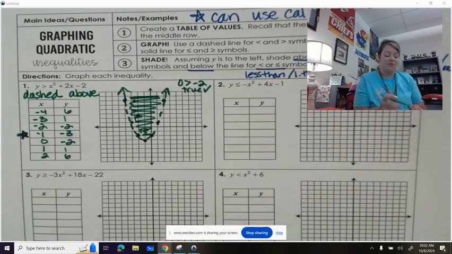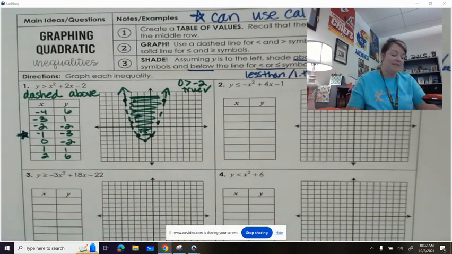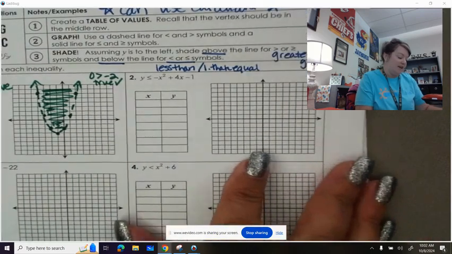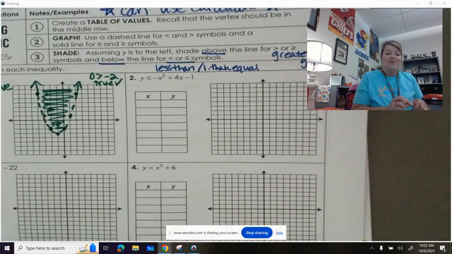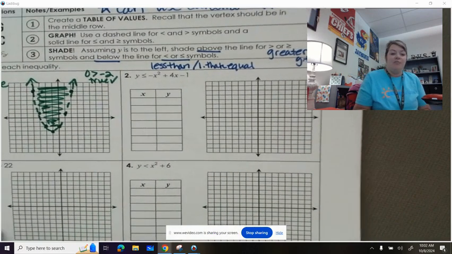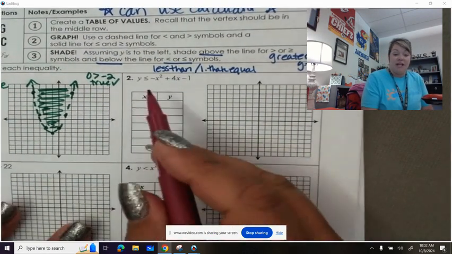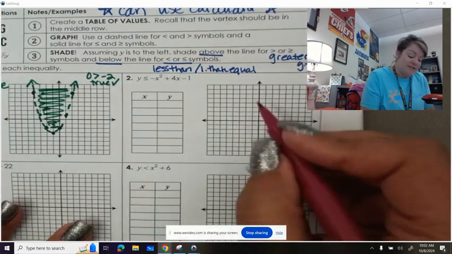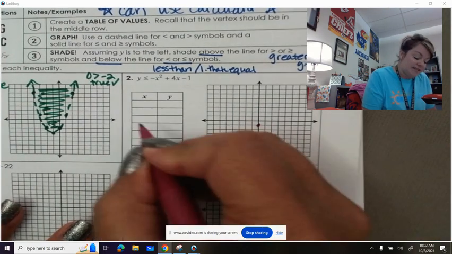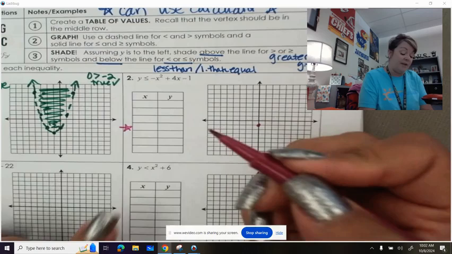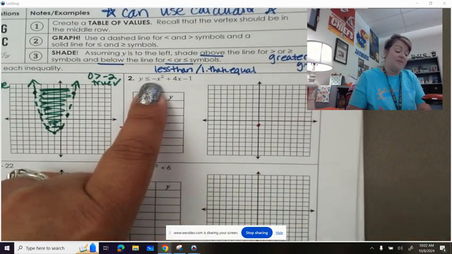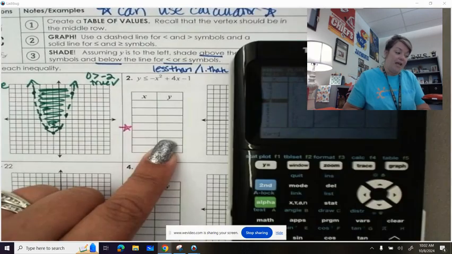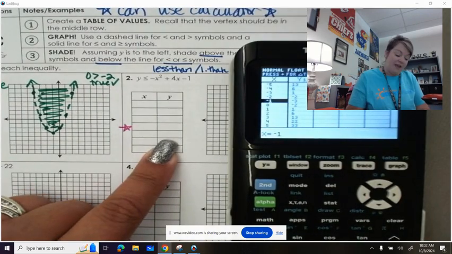All right, let's do another one. This one is y is less than or equal to negative x squared plus 4x minus 1. So for this one, I know it's going to open down, and I know that my y-intercept is at negative 1. So let's get some other points. If I wanted to find my vertex by hand, I do negative 4 over 2 times negative 1. And so we could figure that out.